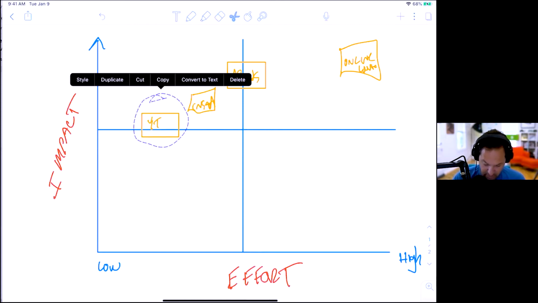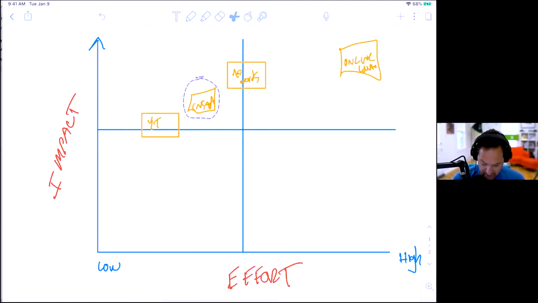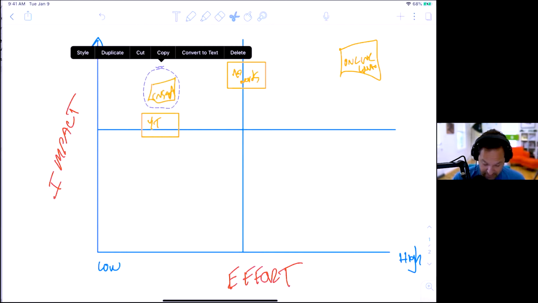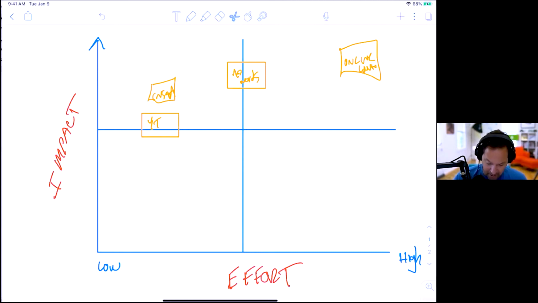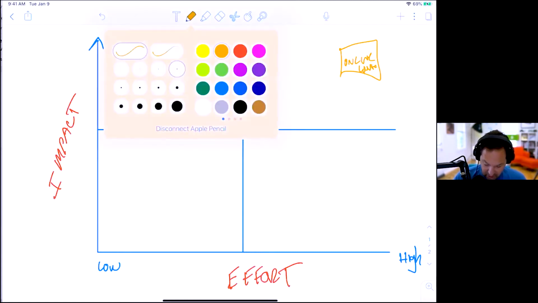And then what about the Insta carousel? Or Instagram, you need to be on Instagram, and all things considered, that's low effort, so it's going to be somewhere here. What do you think it is on impact? I would say it's probably close to YouTube. It's probably lower effort, higher impact than YouTube. Great.